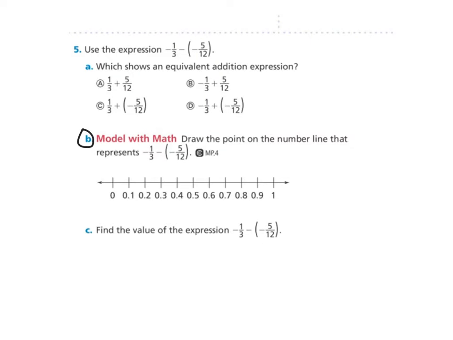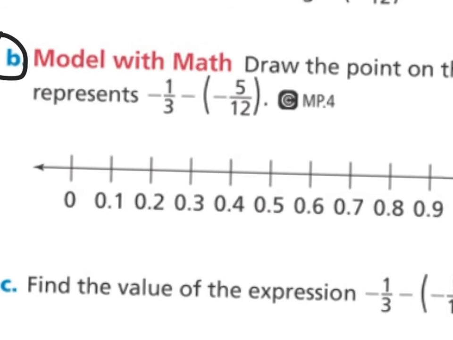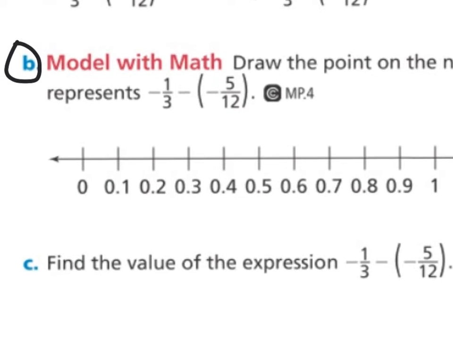5b, they want us to draw the point on the number line that represents negative 1/3 minus negative 5/12. So this one, notice on the number line they've got decimals here. So decimals, we've got fractions. So I would probably just keep these as fractions for right now. Reason being, otherwise it's going to be more work for you. Plus 1/3 is a repeating decimal, so that's not really going to work for you to change them to decimals and then subtract.